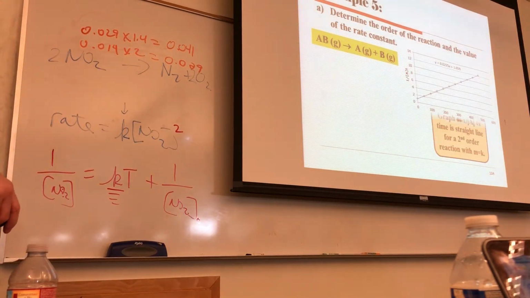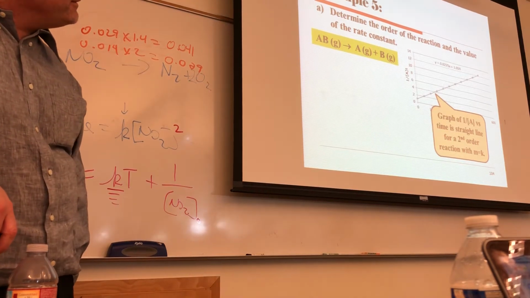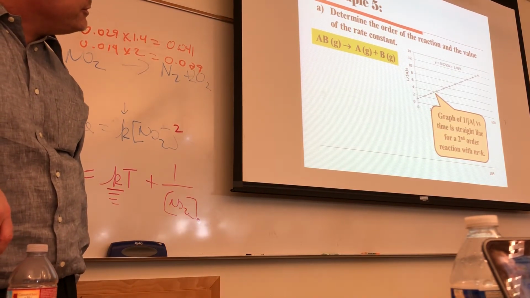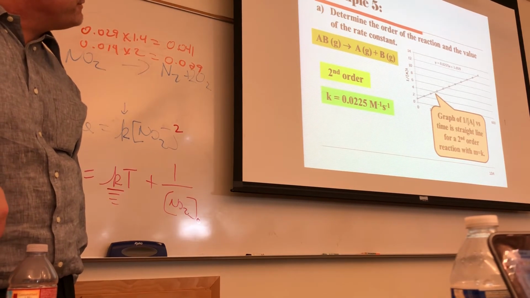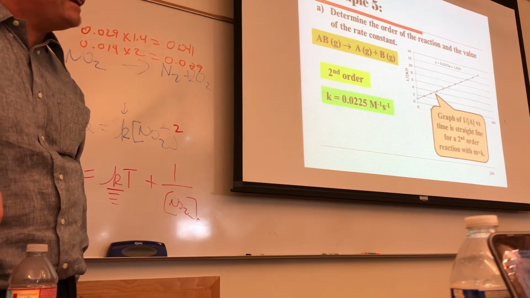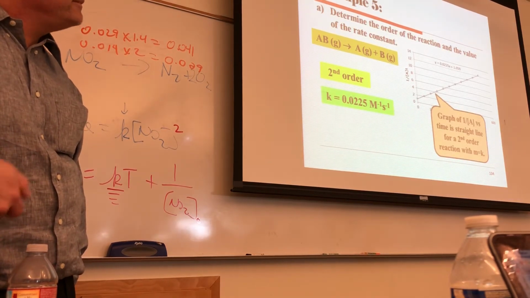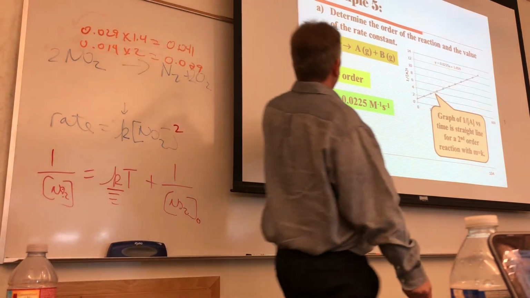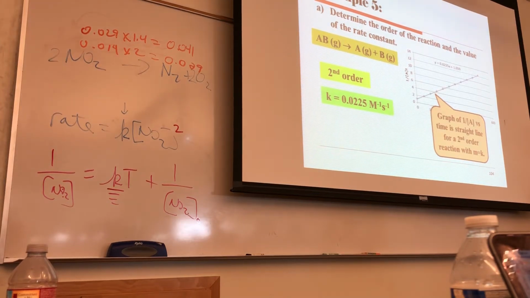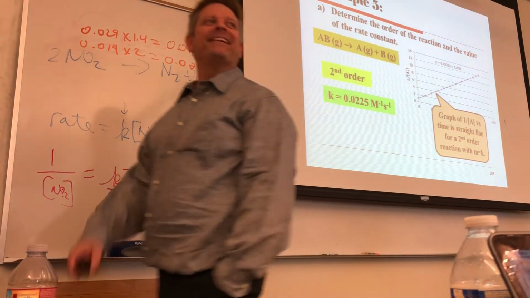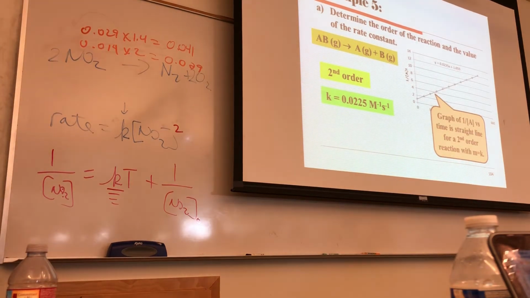Okay, let's take a look. Graph 1 over AB concentration, straight line, it's second order. Okay, we just solved that pretty quickly. Then for k, it's already given, 0.0225. If I wasn't sure of the units, what would I do? Go back to the summary chart and see. No big deal. Why would I have to memorize everything like that, right? Okay, so far so good, right? That's why I said, wow, this is a pretty simple problem for you guys.